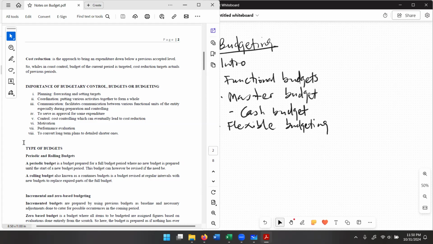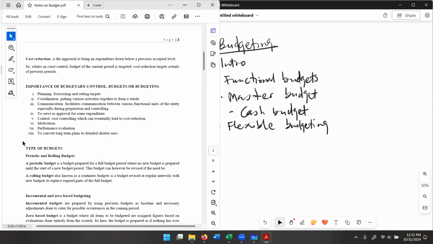Through budgeting, we are able to control, which we've talked about. Budgeting helps to motivate us so that we can work harder to achieve the targets. Through budgeting, we are able to do performance evaluation. Once we set up a budget, we can always compare the actual with the budget we put in place to see whether we are doing well or not. And through budgeting, we are able to break down a long-term goal into short-term goals so that we can easily achieve them.